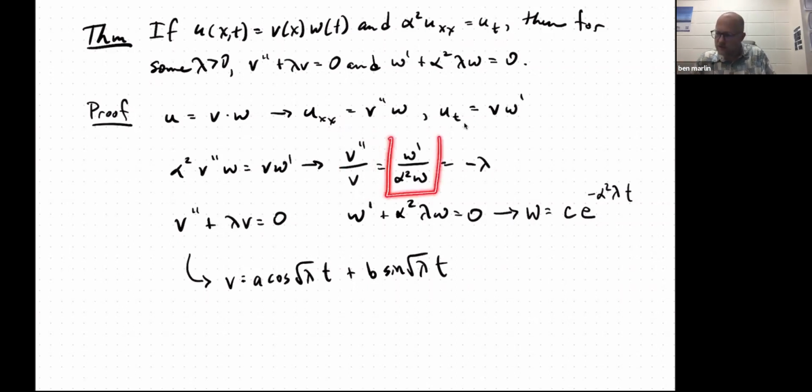This is a function of t alone. When you change x, it does not change. Therefore, there has to be some constant that both of these are equal to. That's kind of a wacky little bit of reasoning there. It took me a little while to come to terms with that myself.